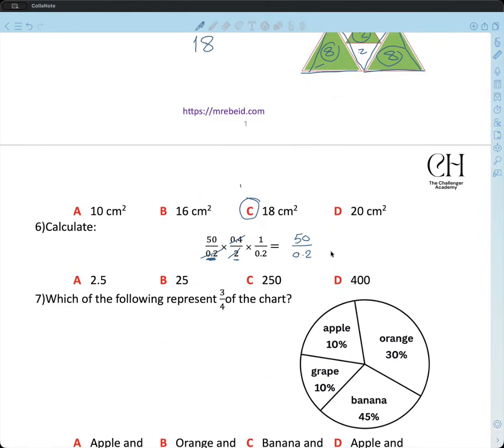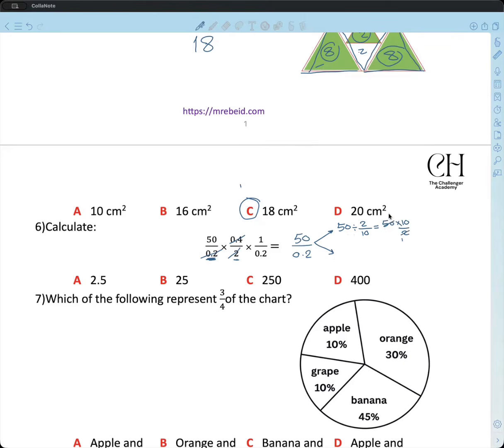Also, we have 2 methods to answer this question. The first method, you can write 50 divided by 0.2, which is 2 over 10. Keep, change, flip. So it's 50 times 10 over 2.